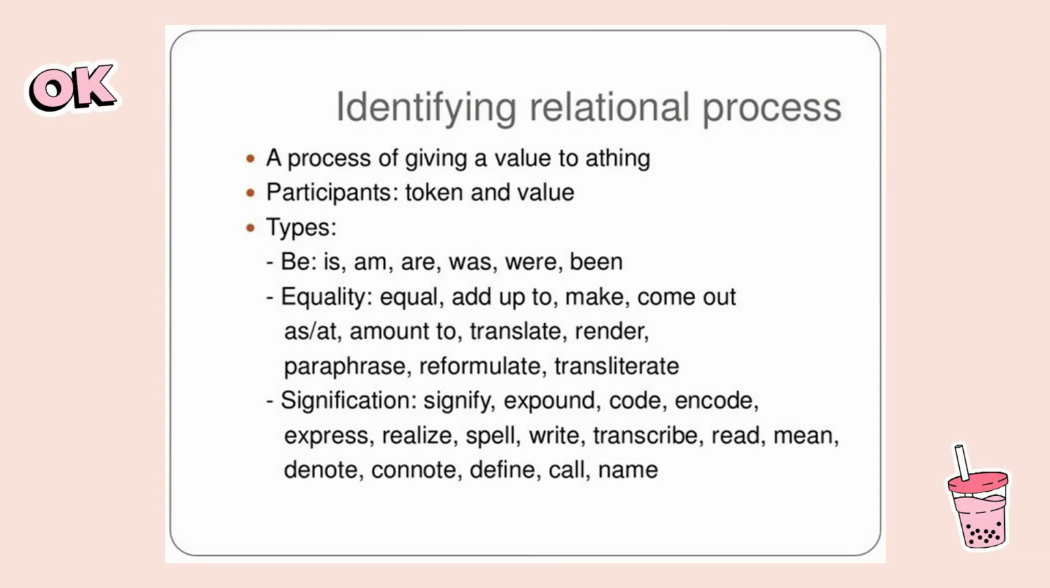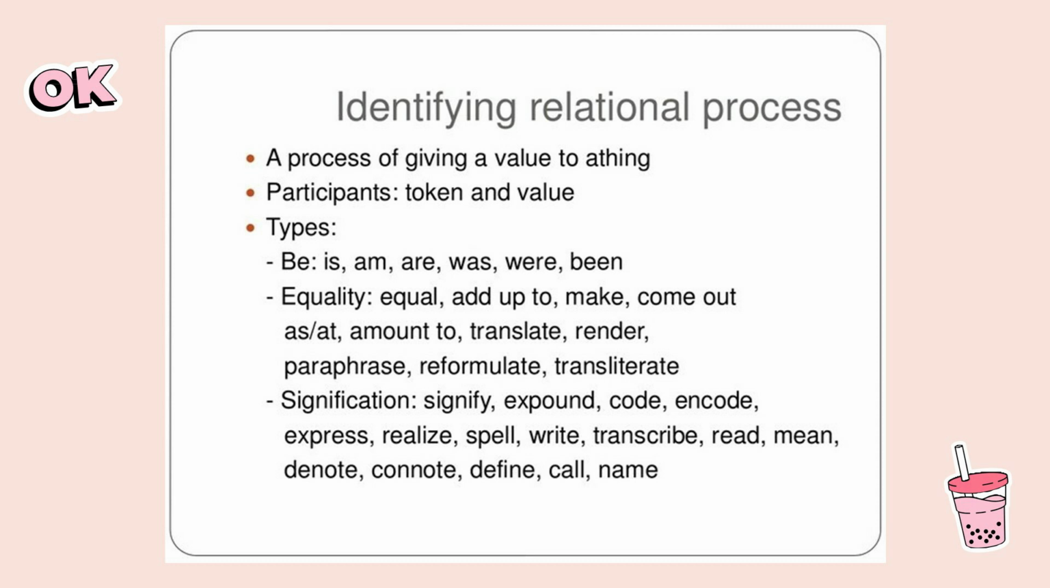The next is identifying relational process. Identifying relational process is a process of giving a value to a thing. The names of participants are token and value. There are many types of identifying relational process. The first is be. The examples are is, are, was, were, and been.